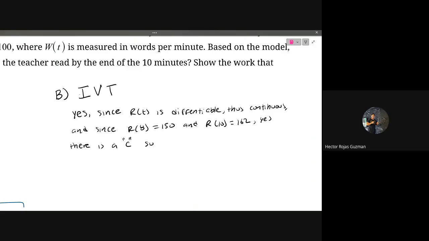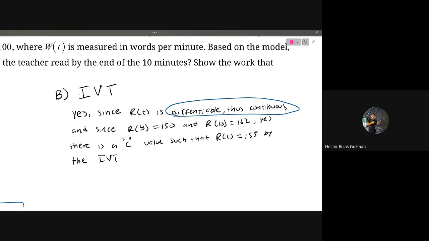Here, I'll put it in quotation marks because there are too many single letters right there. There's a C value such that R of C equals 155, it was. Oh, and finish by saying by the intermediate value theorem. By the intermediate value theorem. Okay, but in order for me to use it, I did have to state that the function was continuous. And then, of course, I had to set an upper bound and a lower bound.